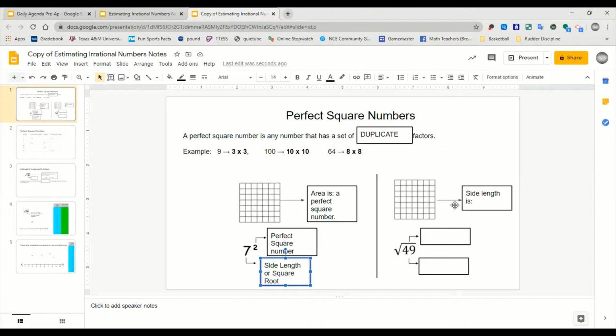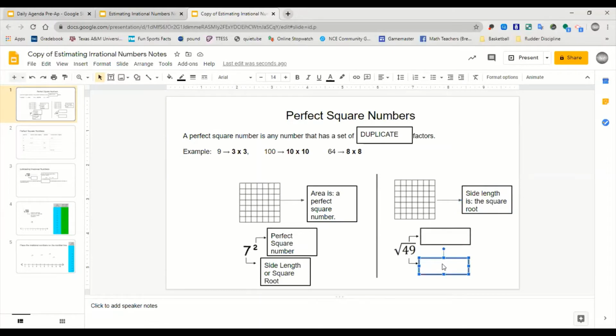So let's go backwards. What if I give you a number in a radical, a square root? What is the side length of this square? We know it's 7. But what is it really in math terms? The side length is the root. We call this the root, the square root. So when I'm looking for the square root of a number, I'm asking, what's the side length of the square that it makes? Okay.